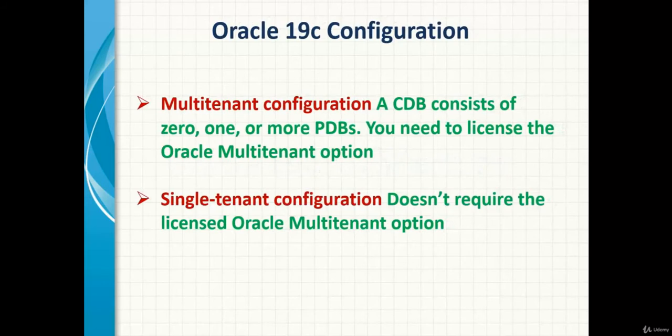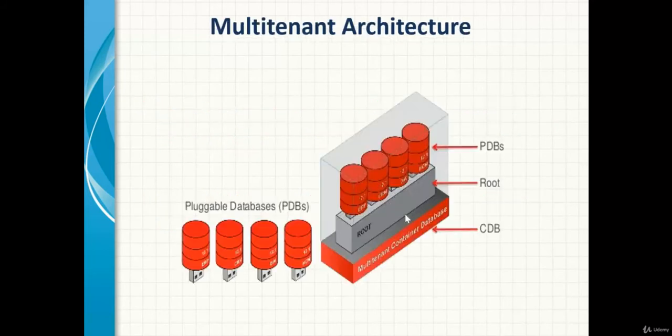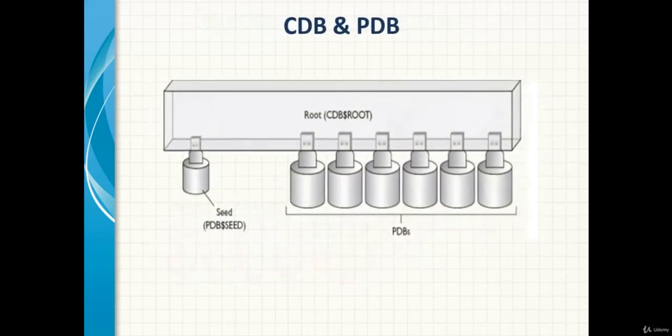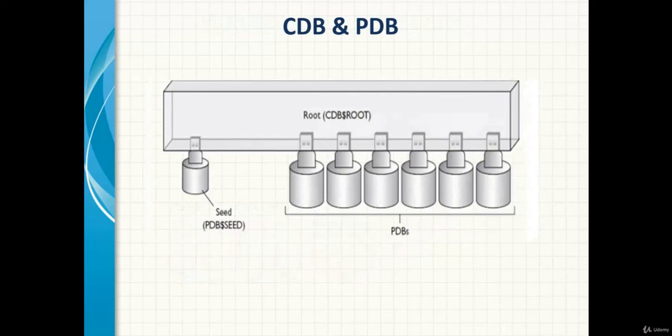In a multitenant configuration, a CDB consists of 0, 1 or more PDBs. You need to license the Oracle Multitenant option. A single tenant configuration doesn't require the licensed multitenant option. So in this diagram, as you can see, there is a root container and there are pluggable databases which contain the application data. There is a seed PDB and there are user PDBs which are connected to the root.